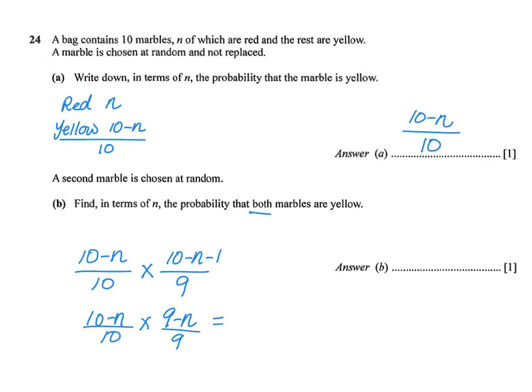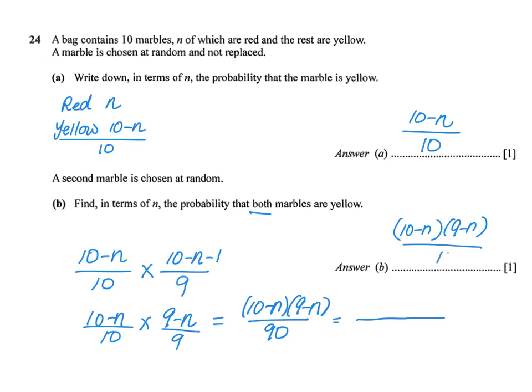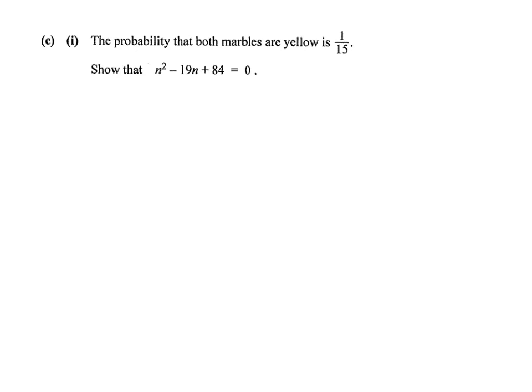And we are to simplify this. I'll get a total of 90. Multiply the numerators together. You can choose to simplify your fraction by expanding the numerator, or you can leave this as your final answer. In case you do not expand correctly, this answer will be a better answer. Now for part C, the probability that both the marbles are yellow is 1 over 15.